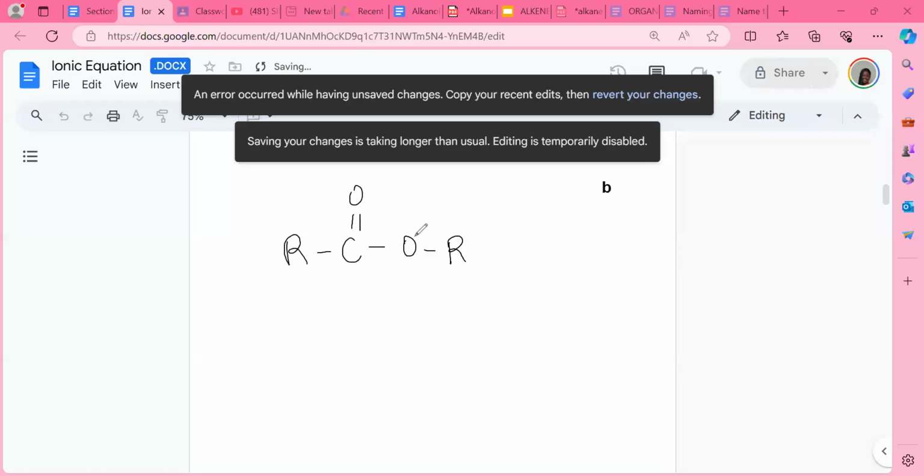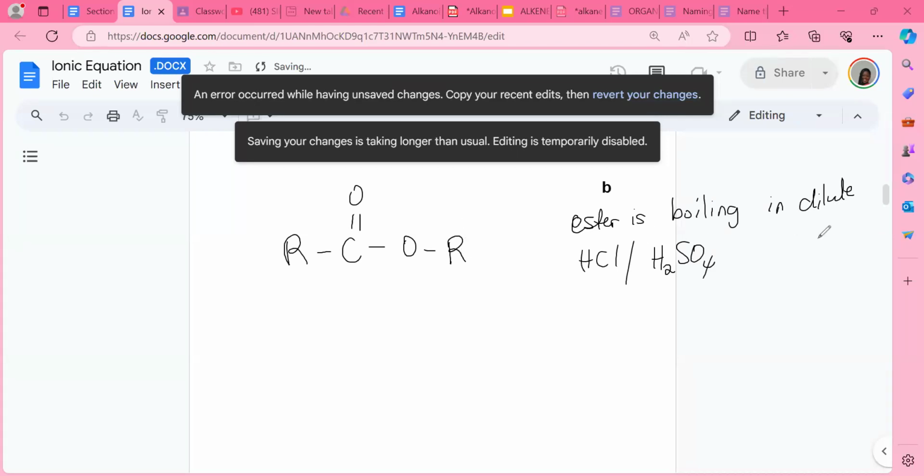Now, esters undergo hydrolysis. We have 2 types of hydrolysis. We're going to look at acid hydrolysis first. In acid hydrolysis, the ester is boiled in dilute hydrochloric acid and/or H2SO4. The dilute acid provides the water molecule.